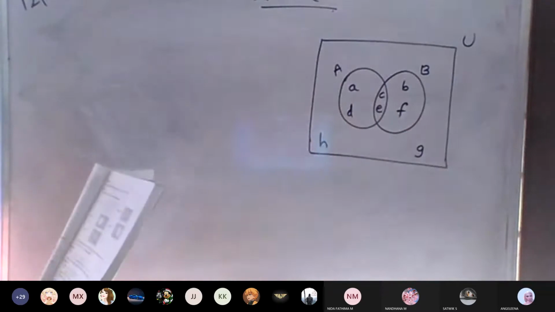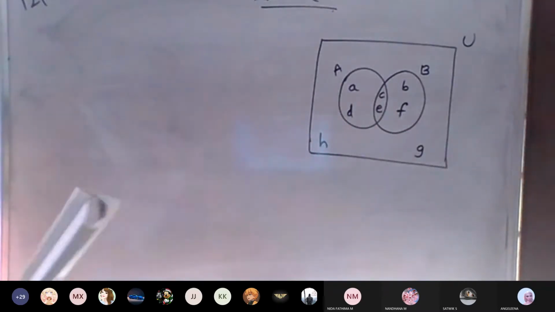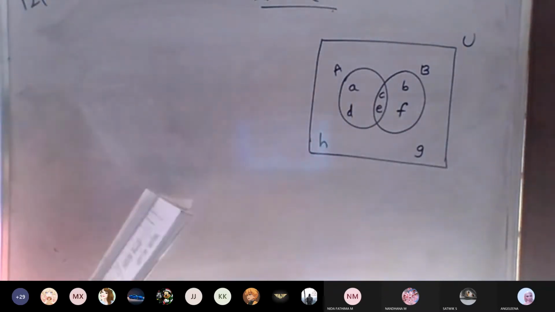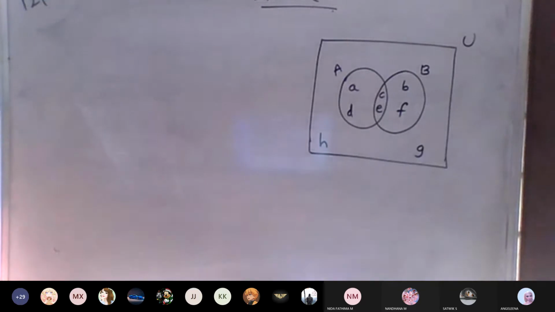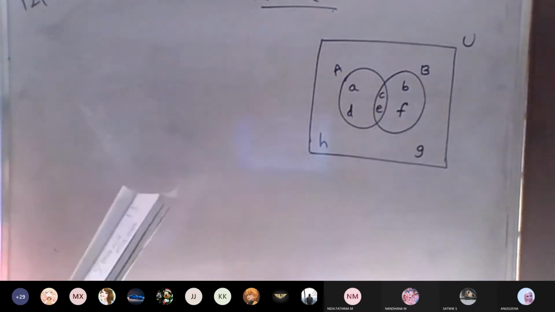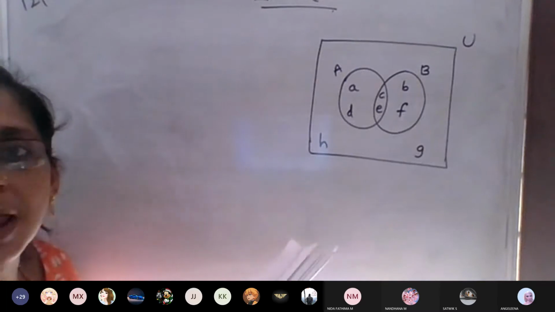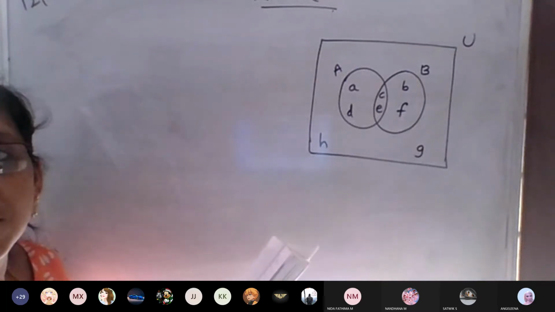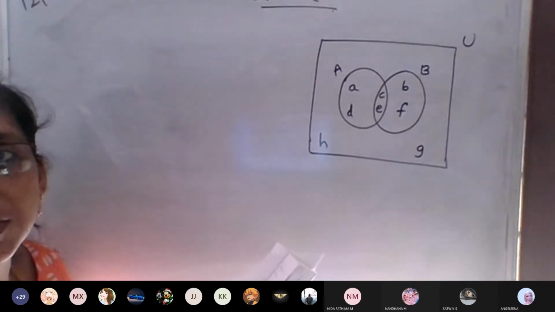We have to find out the first one. From the given diagram, find A union B. Then A complement intersection B. Then third one, A minus B. Fourth one, B minus A. One second, okay. Do it.